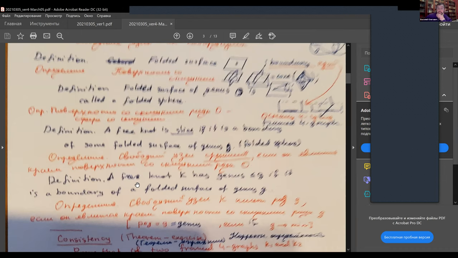So here should be some prime. And there are vertical segments which are marked by A. So this is the Cayley graph.